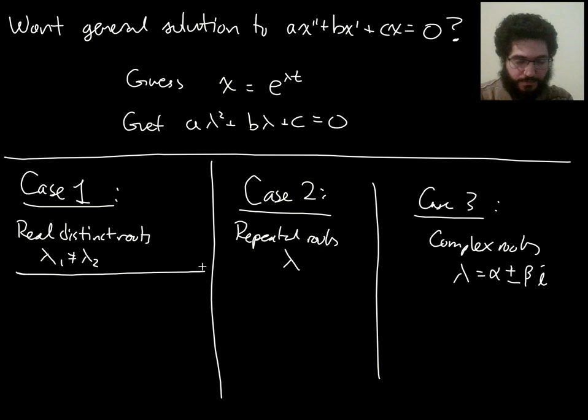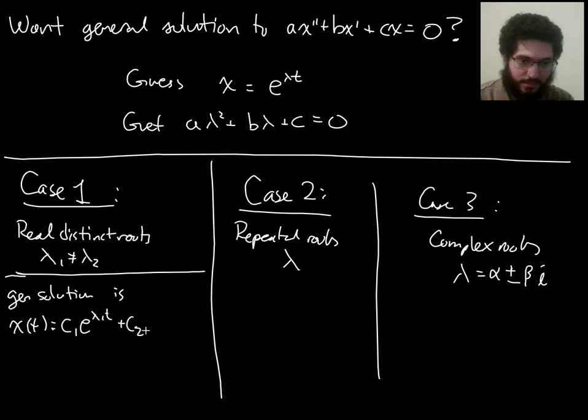So what did we find? We found that then the general solution is x of t equals c1 e to the lambda 1t plus c2 e to the lambda 2t, where c1 and c2 are the two free parameters. They're like the plus c that you get when you integrate for the general solution.